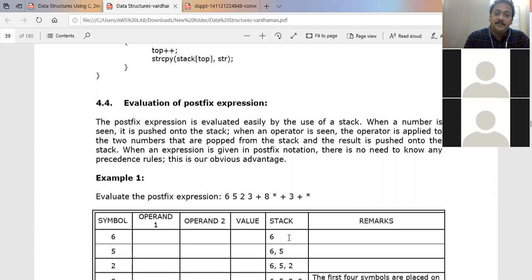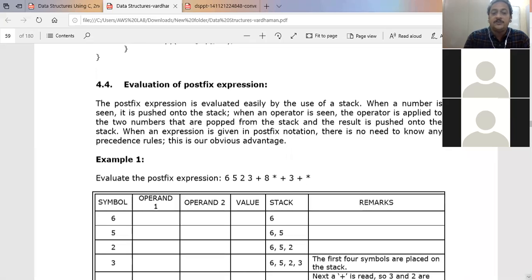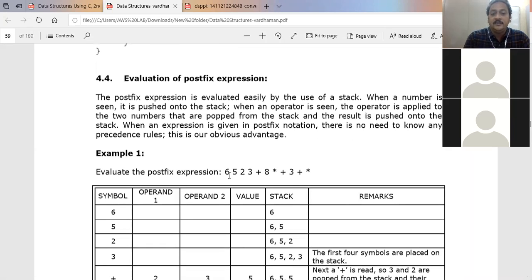Push it onto the stack. Next symbol, 5. Is it an operand? Yes, sir. Where to add? Stack. Then 2, stack. Then 3, stack. Once all the operands are added, this is the position of the stack. First 6 is added onto the stack, then 5, then 2, then 3. Then what is the next symbol?